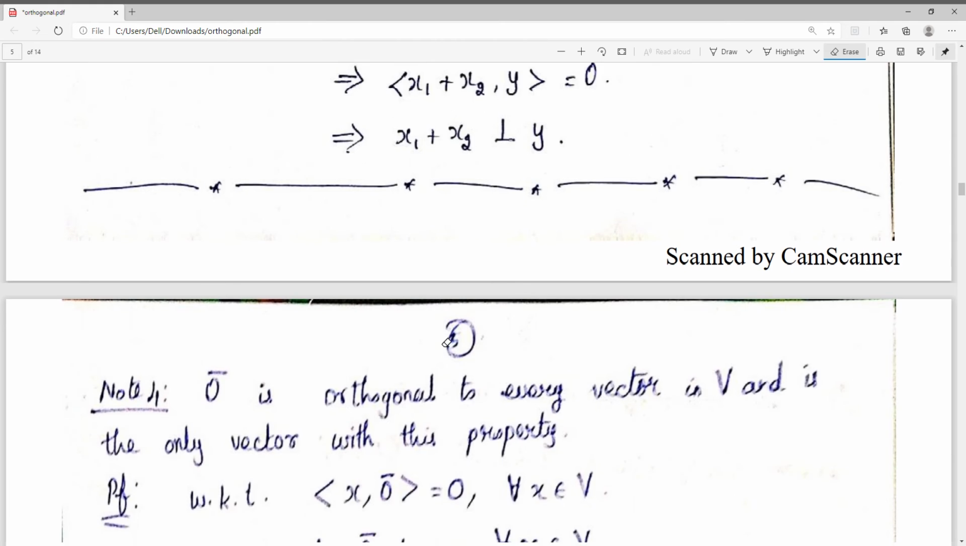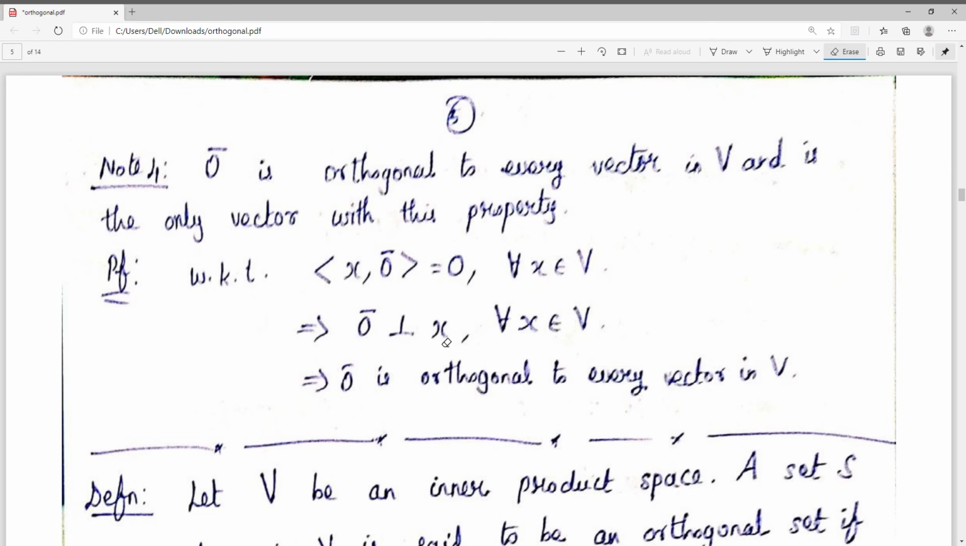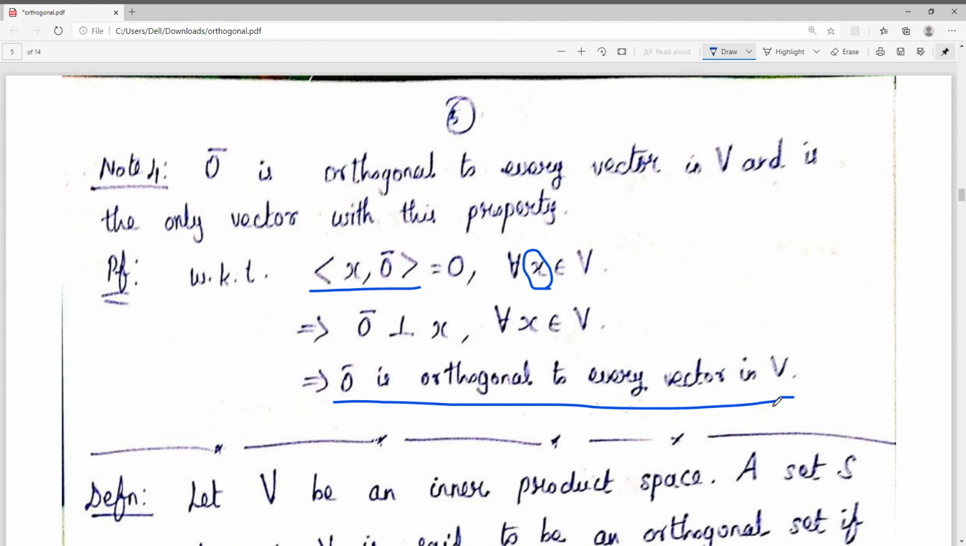Now the last note: 0 is the only vector which is orthogonal to every vector in V. If V is an inner product space, then 0 is the only vector which is orthogonal to every other vector. Now we see the proof. Already we know that inner product x comma 0 is equal to 0 for every x belongs to V. Then this will imply 0 is orthogonal to x for every x belongs to V. Then we write 0 is orthogonal to every vector in V.